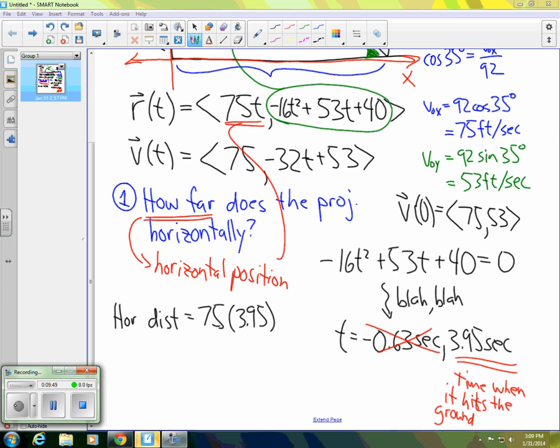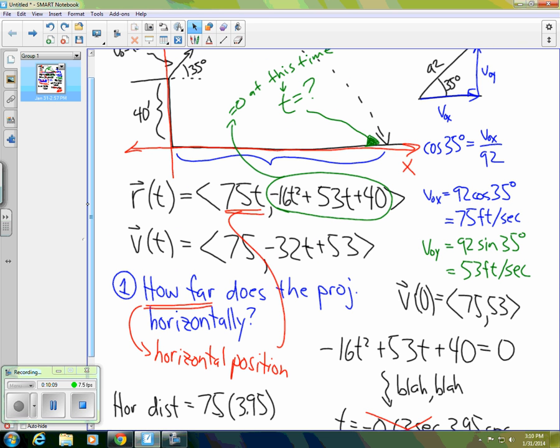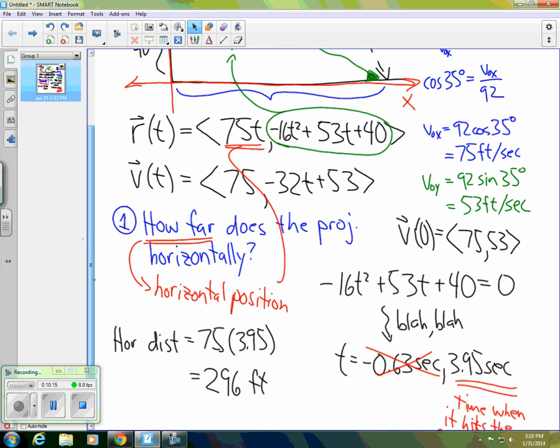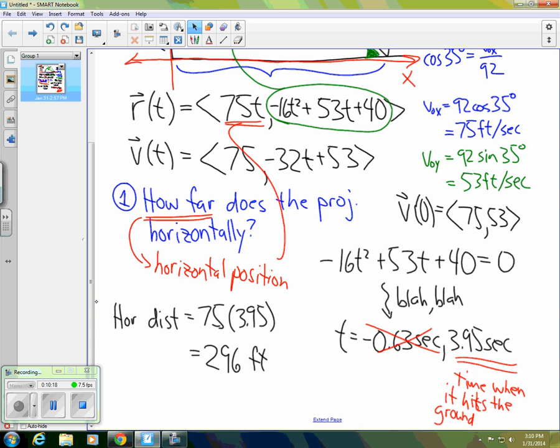I'm going to round all the distances to the nearest whole foot. So what we get is 296 feet. So that's the distance that the projectile travels before it hits the ground, 296 feet. The picture's pretty crowded, so I'm not going to bother putting that on the picture. Let's go ahead and move on to a new page and answer a few more questions.